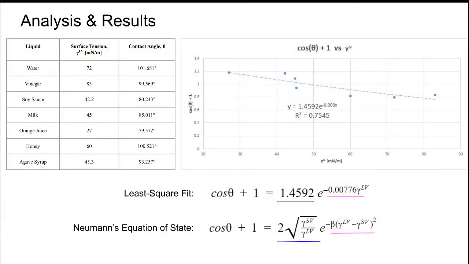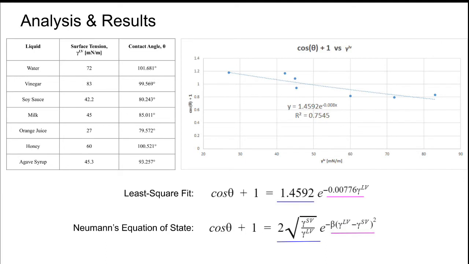Here I take my data and make the plot with the x-axis being the liquid surface tension and my y-axis is the cosine of the contact angle plus 1. And with Microsoft Excel, I was able to make an exponential trend line out of my data. But as you can see with my data points alone, they don't follow the smooth exponential trend line very well, but I'll still persist with my calculations.